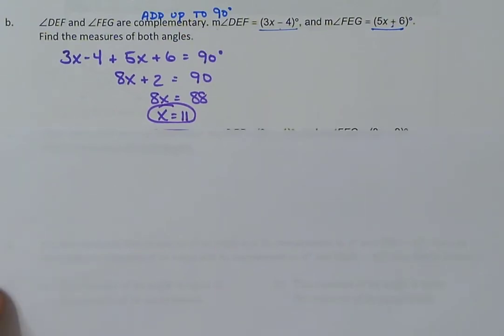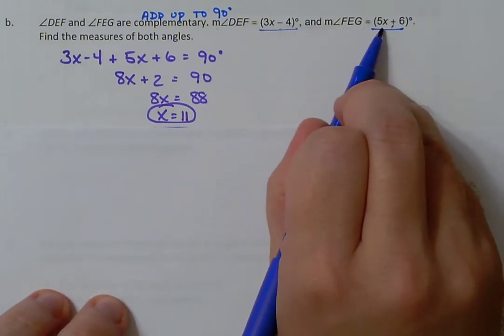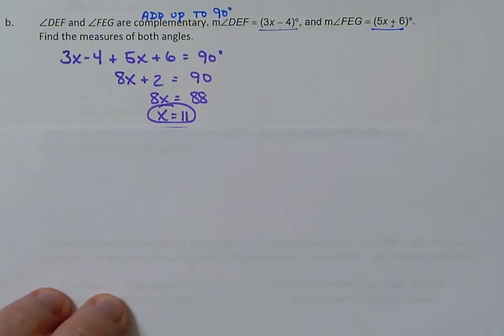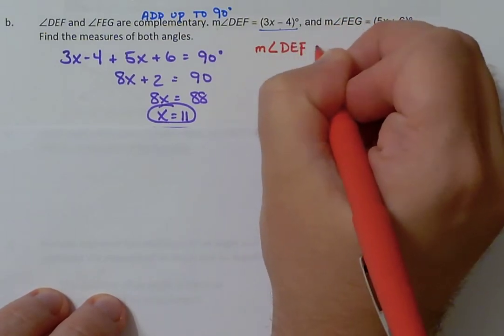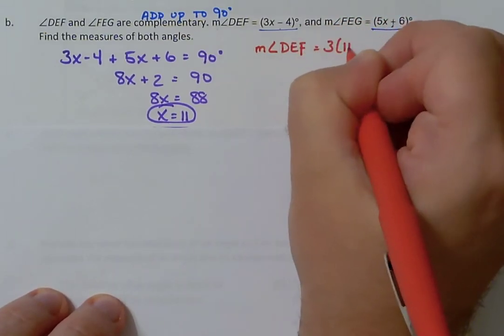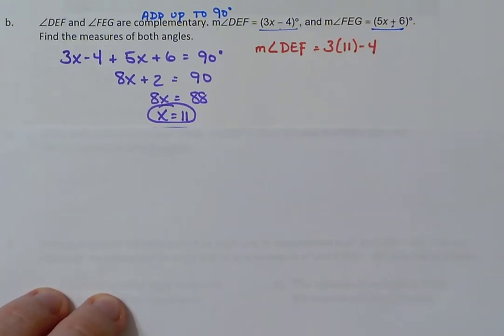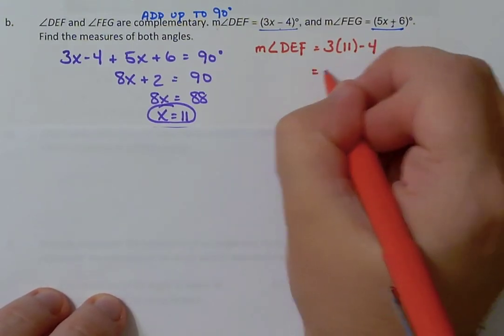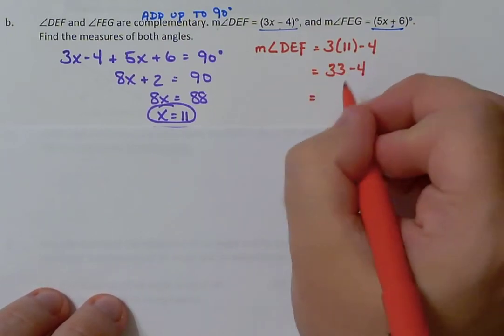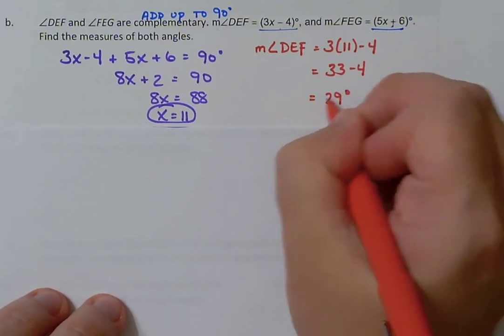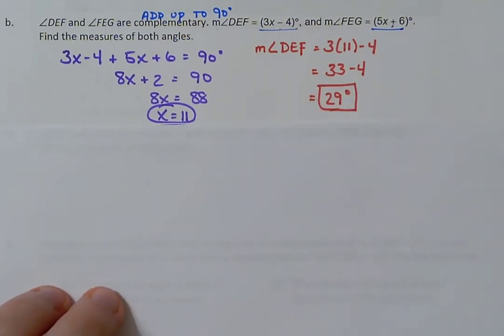So I know x equals 11. That is my first part. I then need to take 11, and we're going to plug it into 3x minus 4 and 5x plus 6. So the measure of angle DEF is going to be 3 times 11 minus 4. So we get 33 minus 4, and if we do 33 minus 4, I get 29 degrees. So the measure of angle DEF is 29.